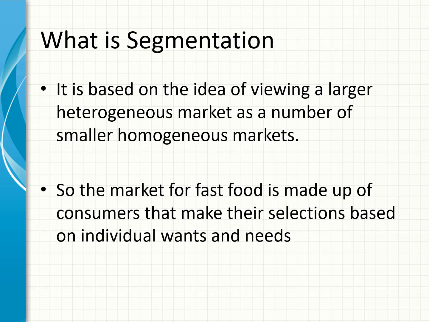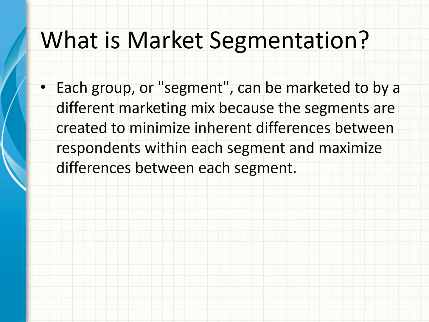It's really based on the idea of viewing a larger heterogeneous market as a number of smaller homogeneous markets. And so it's based on this idea that if we take something like the market for fast food, it's made up of consumers who want all kinds of different things when they look for a fast food restaurant. They don't all want the same thing. Many want different things. Each group or segment can then be marketed to in a particular way in terms of the products offered, the communication strategy, the distribution strategy, and the pricing strategy.